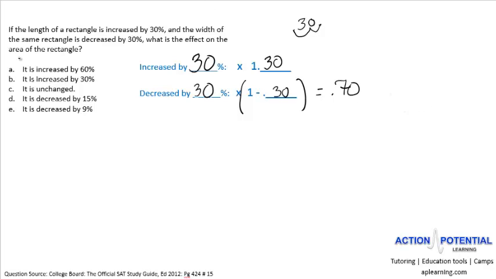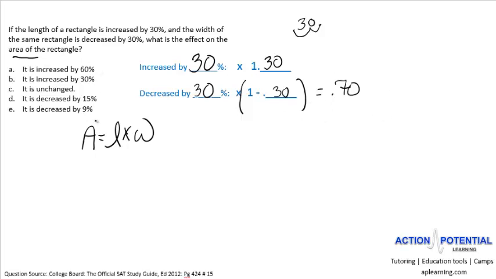Well, since the question is talking about the area, we're trying to figure out what the effect on that new area is. We need to understand what area actually is. So area is length times width. Now we know that the length has increased by 30% and the width has decreased by 30%. And we've converted that into number form. So our increase factor is 1.30 and our decrease factor is 0.70.